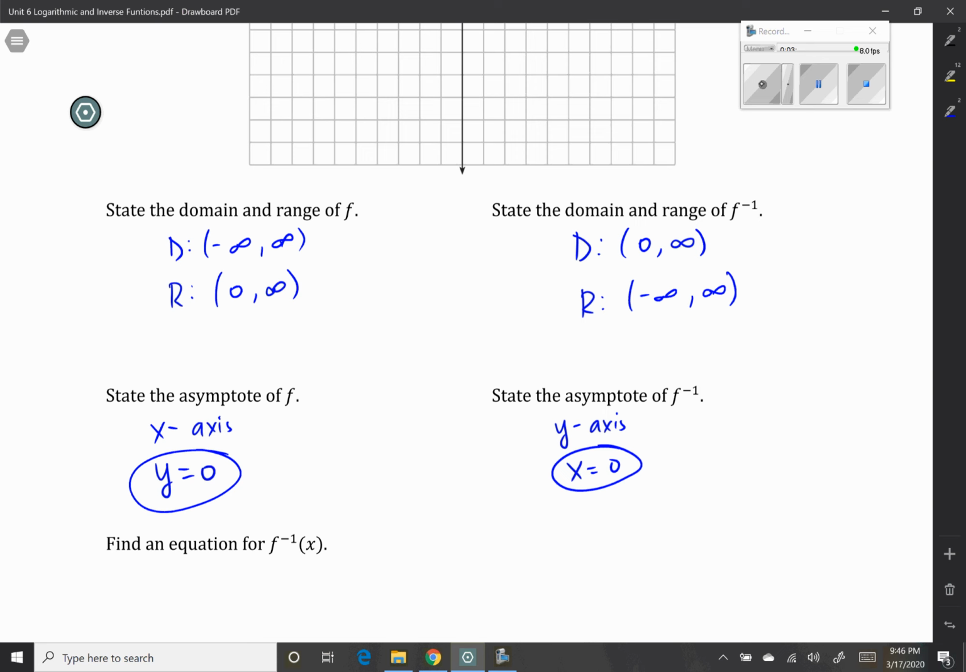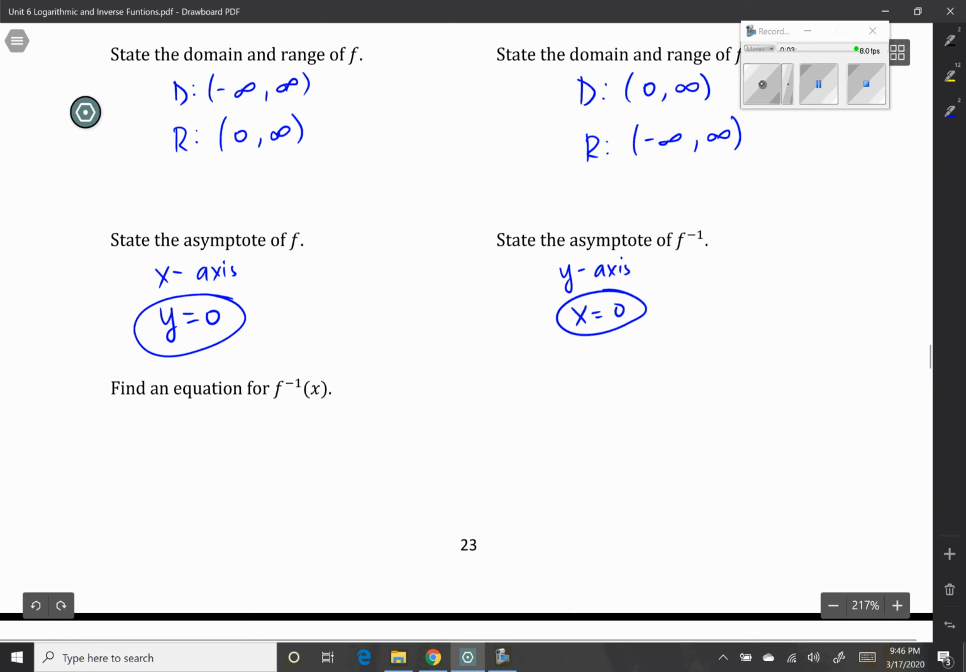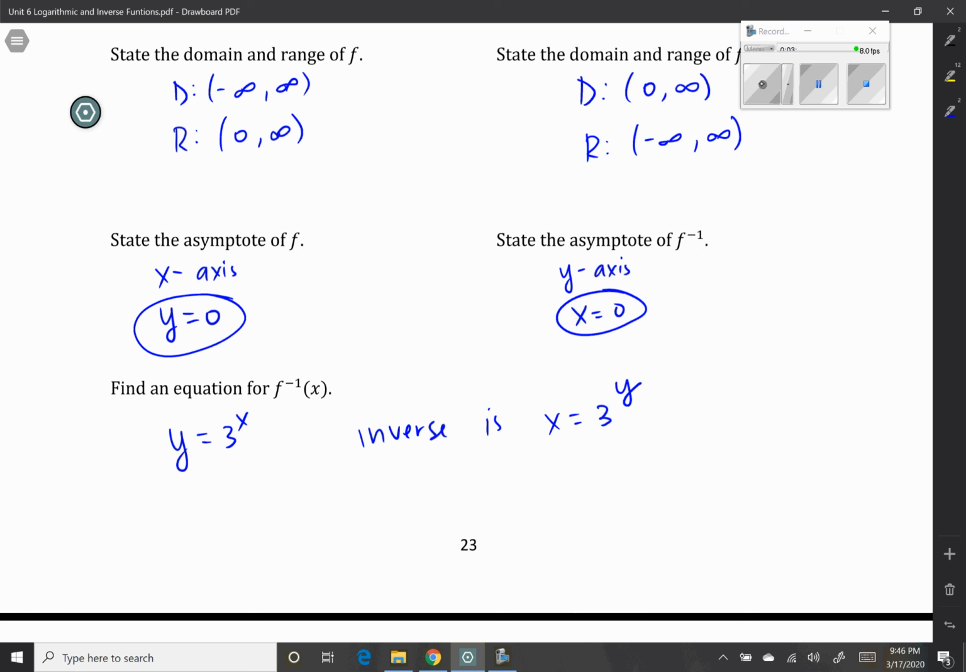So to find the equation of the inverse, if I have the original equation, y equals 3 to the x, the inverse is x equals 3 to the y. Now we learned in a previous lesson we can rewrite that as a logarithm. So I'd say y equals log base 3 of x.